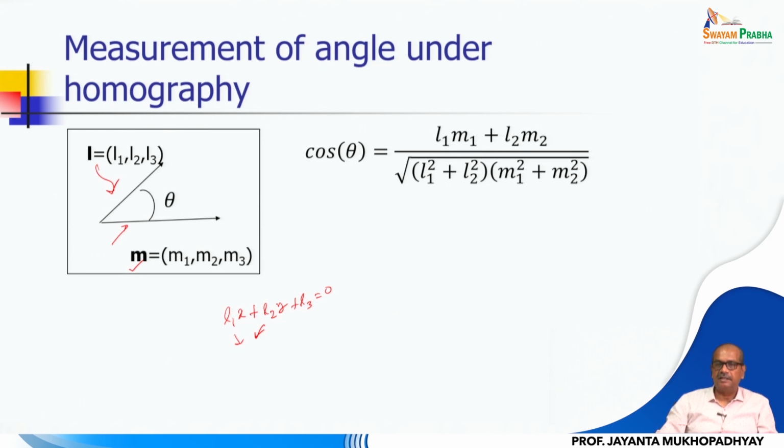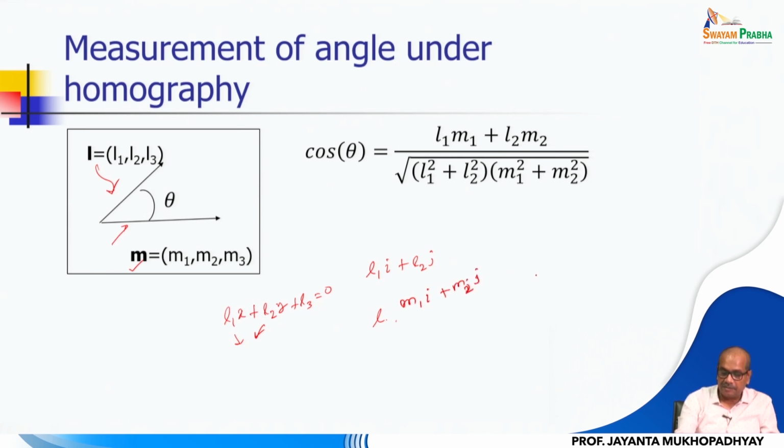If I consider the dot product of these two vectors L1, L2 and M1, M2, then I am getting the normal. So, which means the dot product is, say, I am taking two vectors L1i plus L2j and say M1i plus M2j.